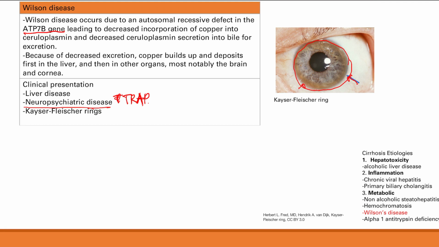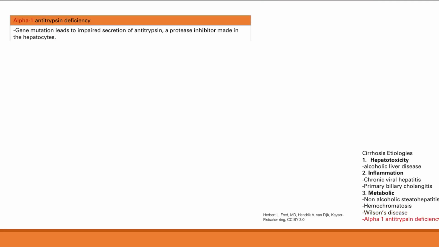Okay. Again, Wilson disease, genetic defect leading to decreased incorporation of copper into ceruloplasmin and decreased excretion of ceruloplasmin into the bile. Anyways, that causes buildup of copper in your different tissues and then specific damage.